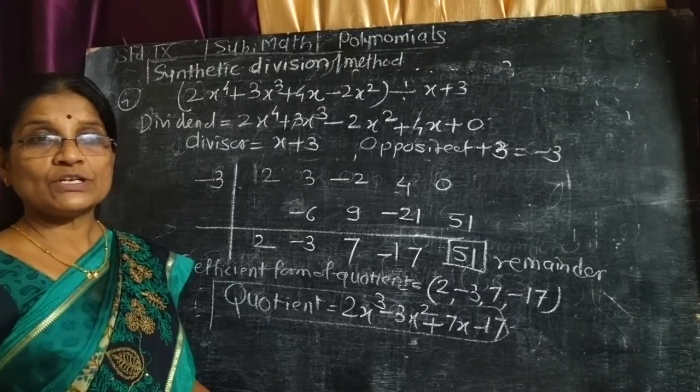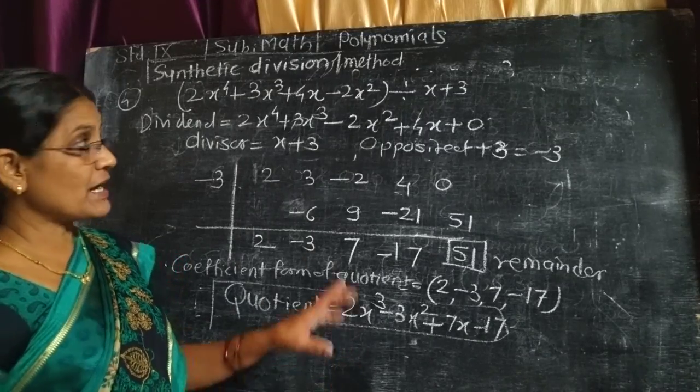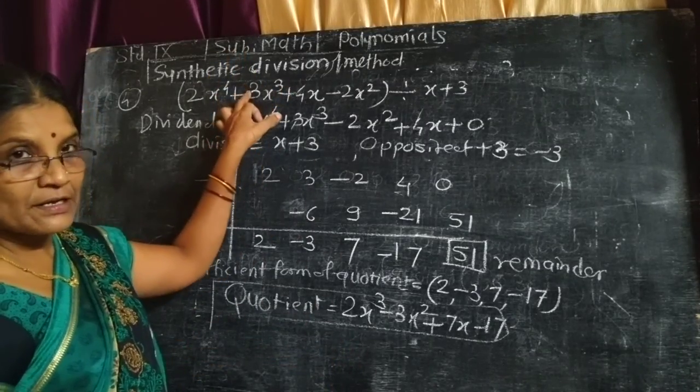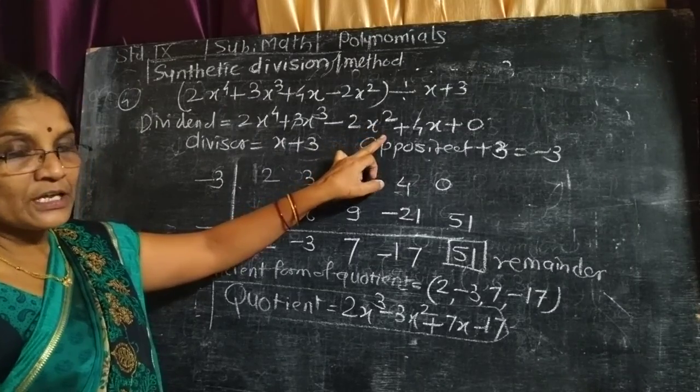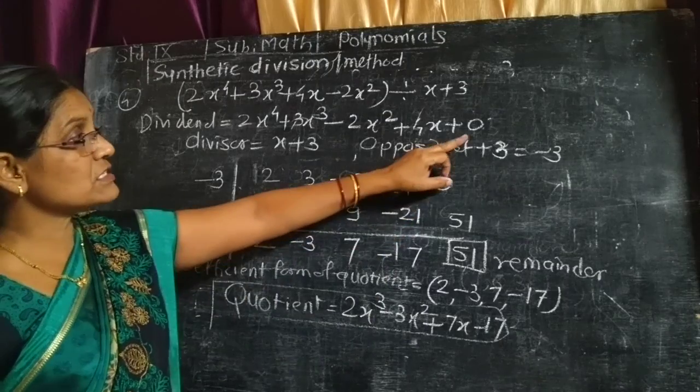In this way we solve the synthetic division method. Again I repeat, try to understand. Write down this dividend in index form. If any one of the terms is absent, then insert 0.